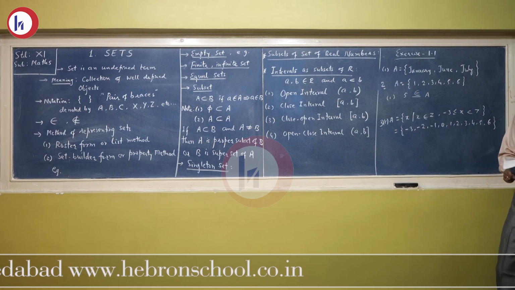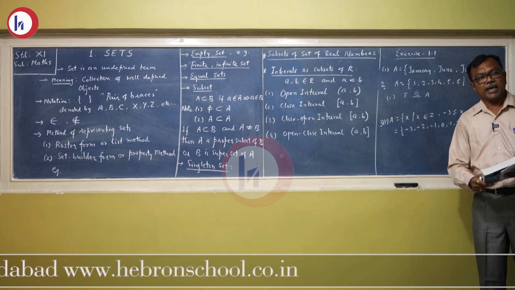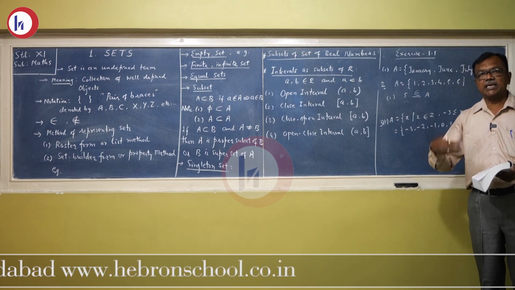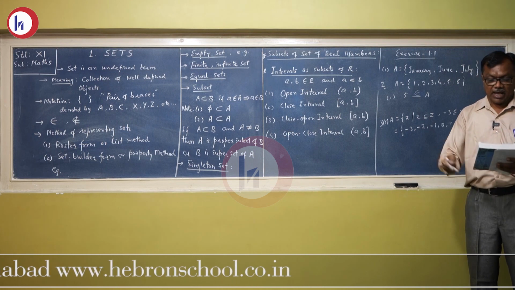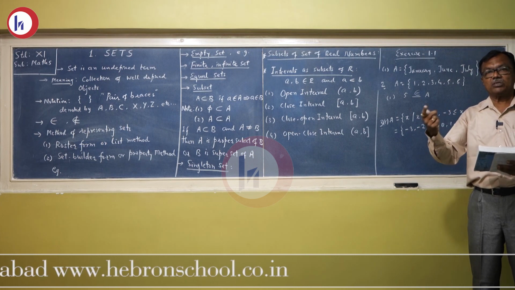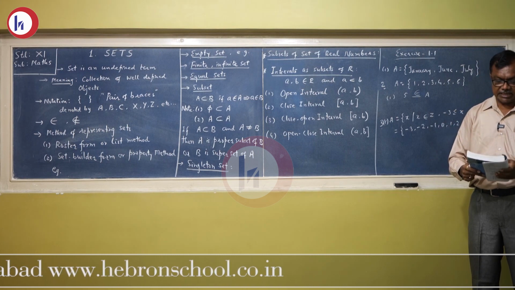Second example, x, where x is a natural number less than 6. Natural numbers, we know, are 1, 2, 3, 4, 5, 6 up to infinity. Less than 6, so 1, 2, 3, 4, 5. Only these elements will be there in this set.